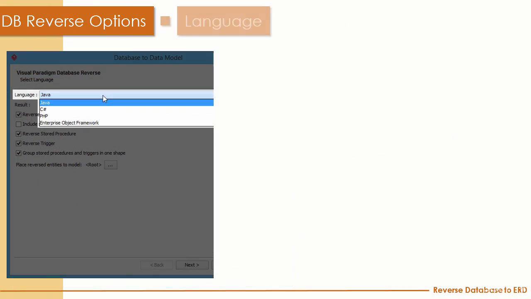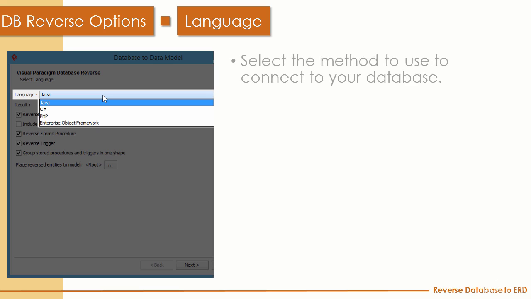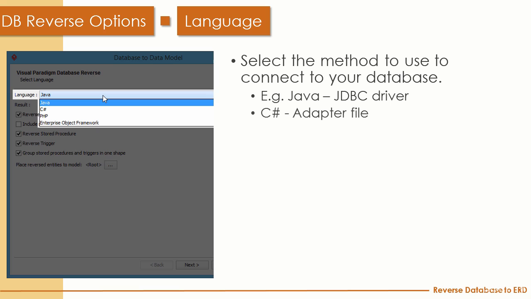Let's move on to talk about different options. When you reverse the database, you will see a lot of options. The first one is the language. You can select what method you want to use to connect to the database. You can select Java, where the JDBC driver is used. Or if you're using C#, it is using the adapter file.